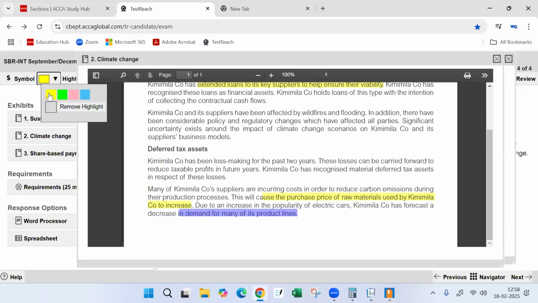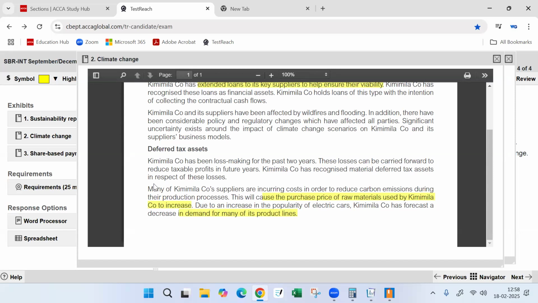lines. See, what does the standard say when you are having a deferred tax asset due to past losses? You should be having enough profits to recover those losses. That's what the standard says. Currently, Kimimila's expenses are going to increase further. Why is it going to increase further? First and foremost, because raw materials cost is going to increase. Second, demand is going to reduce.